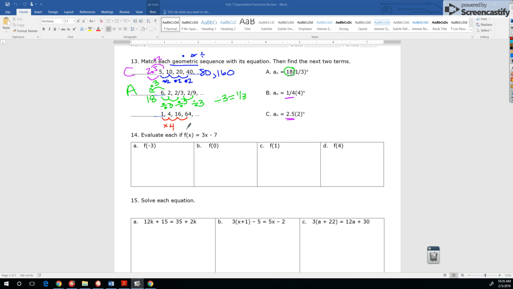These are all times 4. 1 times 4 is 4, times 4 is 16, times 4 is 64. So going backwards, dividing is 1/4. See my 0 term going backwards, and then my growth rate. So this is B. Oops, I forgot to find my next ones. So after 2/9, dividing by 3 again would be 2/27. Dividing by 3 again would be 2/81. Multiplying by 4, 64 times 4 is 256. Times 4 again is 1024.